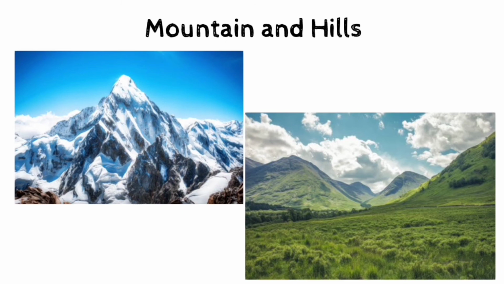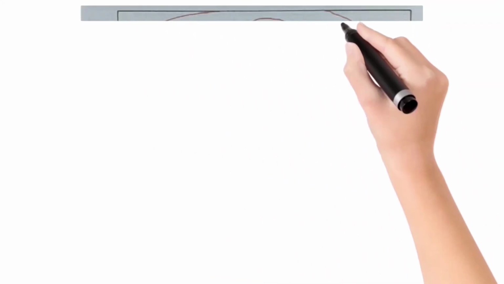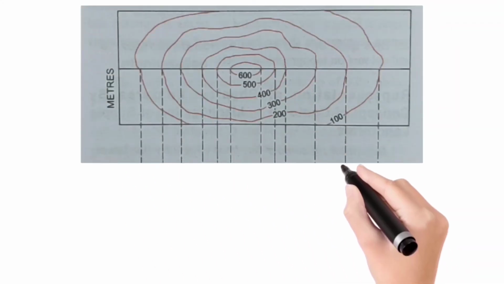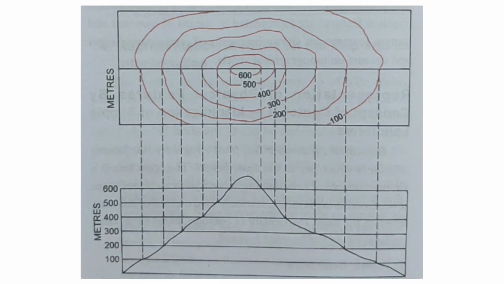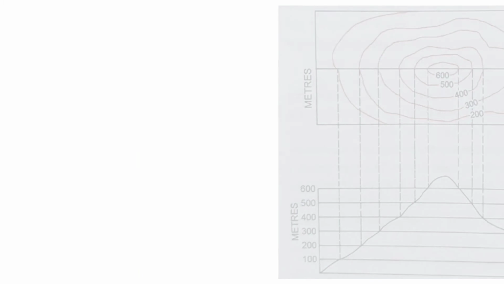But in terms of contour representation, hills have fewer contour lines than mountains, which can be seen by close-spaced contour lines with increasing contour value. But more or less, the contour representation is the same for both hills and mountains.